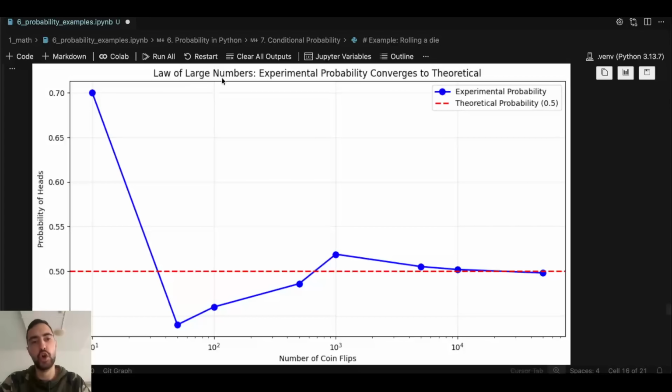And this is the law of large numbers. If you have a theoretical probability of 0.5, you're flipping the coin. In the beginning, where you just flip maybe 10 times, maybe you will actually get 7 heads and 3 tails. But as you flip more, the measured probability will converge towards the theoretical probability. So that's the law of large numbers. If you have large numbers, they will converge towards theoretical probability.